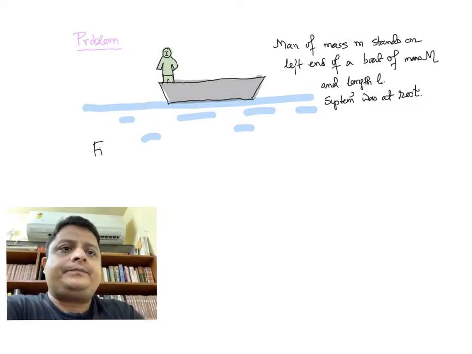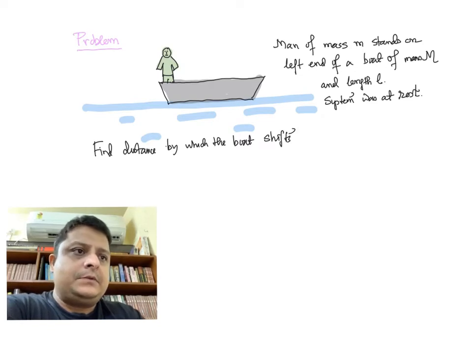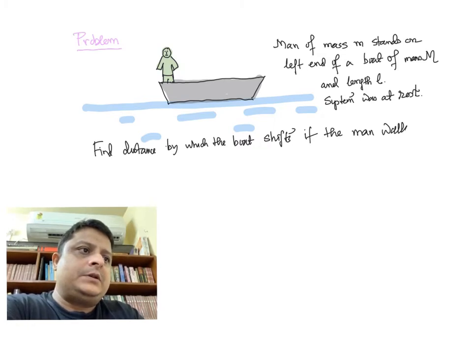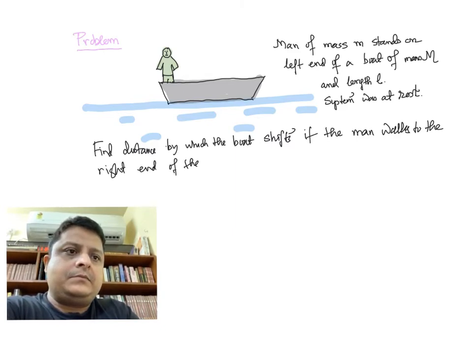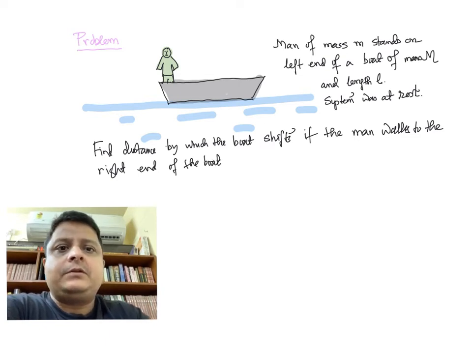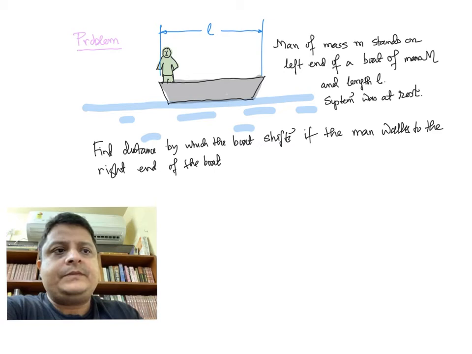Now find the distance by which the boat shifts if the man walks to the right end of the boat. So the length of the boat is equal to L. So this is given. This length is equal to L. So that is the question.